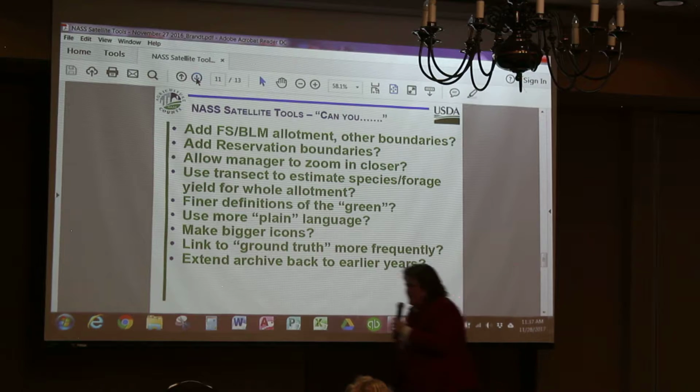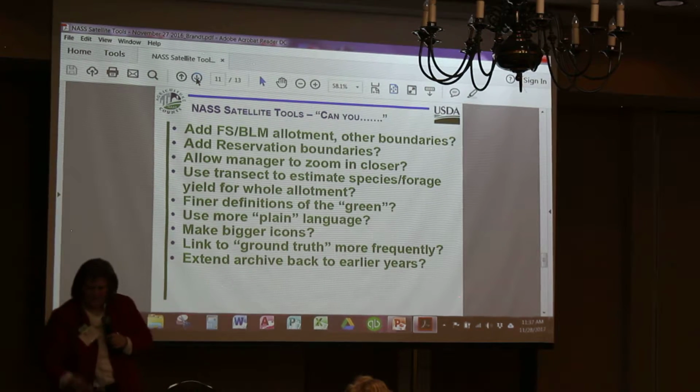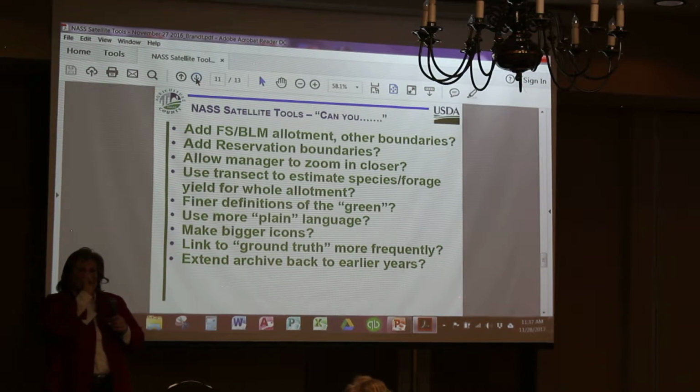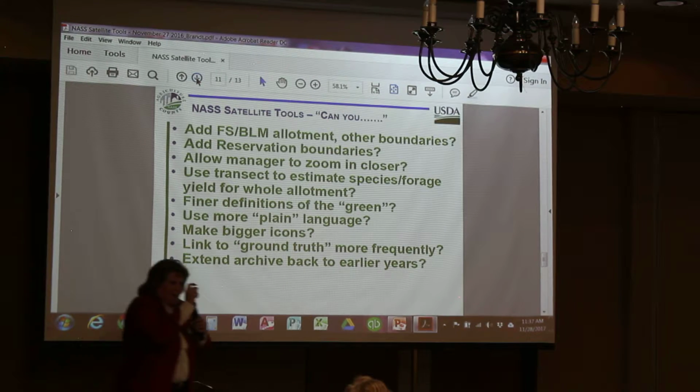Bigger icons. Every single person I've shown this to, when they look on the computer, they're all reaching for their glasses because they're pretty tiny little things.